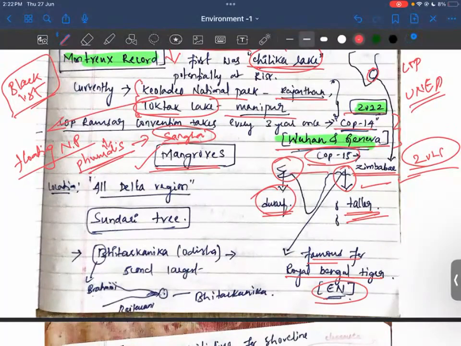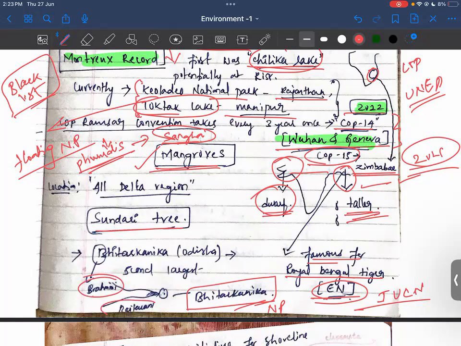As per IUCN, it is endangered. And the Sundari tree is the local name that gave the Sundarbans their name. More importantly, the second largest is Bhitarkanika. Bhitarkanika is also a national park located in Odisha, at the confluence of the Brahmani and Baitarani. These are two rivers which join together here, and with this the Bhitarkanika National Park is seen. And this is about mangroves.